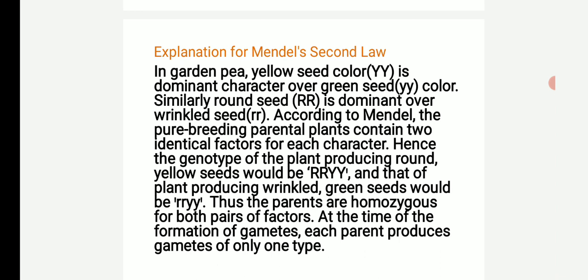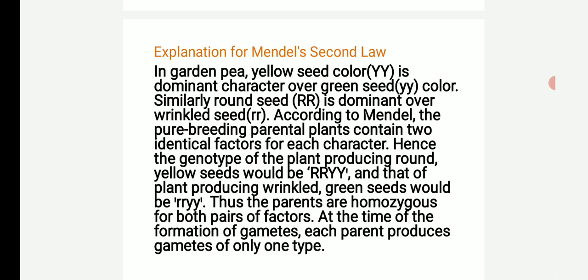Next, explanation for Mendel's second law. In garden pea, yellow seed color is dominant character over green seed color. Similarly, round seed is dominant over wrinkled seed. Yellow seed color is controlled by two capital Y genes and green seed color is controlled by two small y genes or factors. Similarly, round shape is controlled by two dominant genes, that is two capital R genes, and wrinkled seed is controlled by two small r genes.